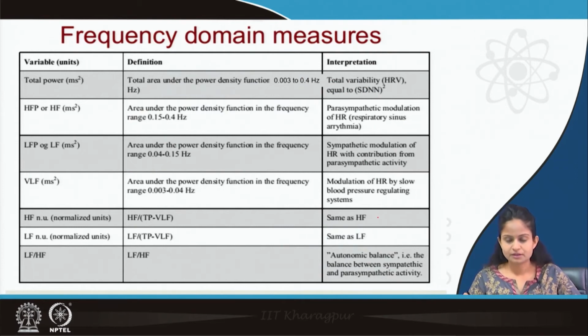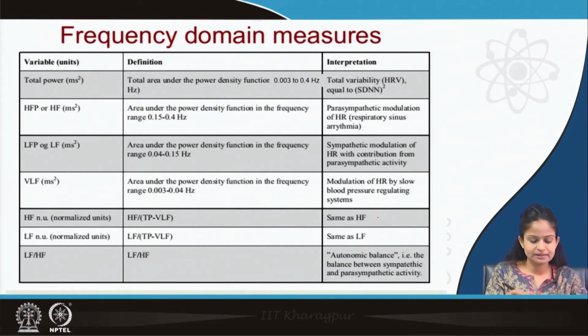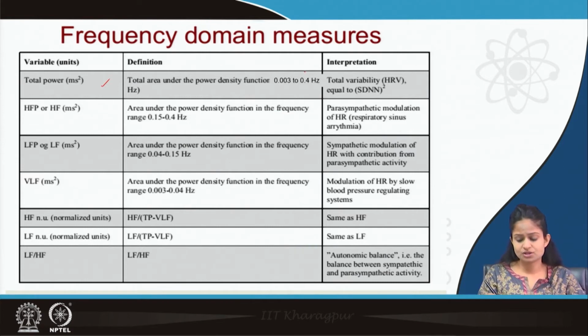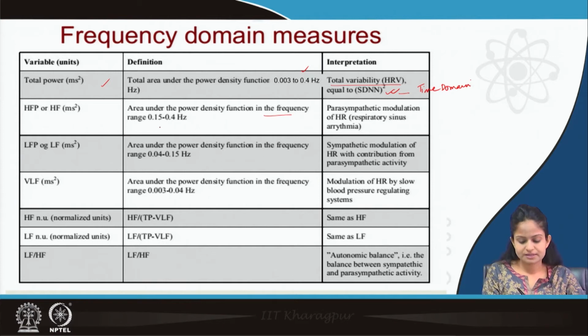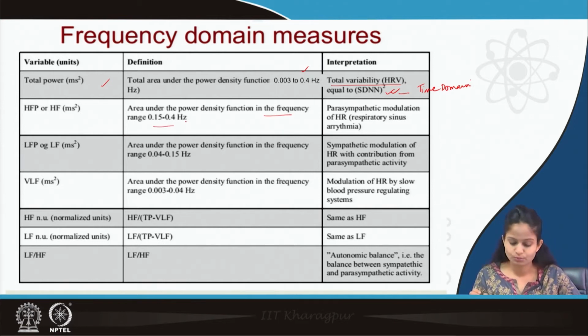So frequency domain measures in a nutshell, what we get: total power, the area which lies under the power spectral density of 0.003 to 0.4, it gives the total variability or the total activity of the autonomic nervous system, and it is equivalent to SDNN of the time domain. This SDNN is of time domain measures. And high frequency, it is the frequency range from 0.15 to 0.4 Hertz. This table you have to remember. The parasympathetic modulation of the heart rate, mainly respiratory sinus arrhythmia.